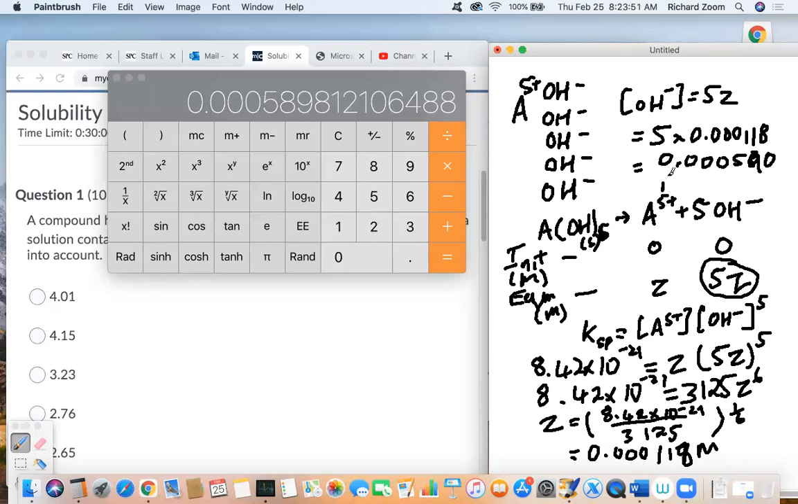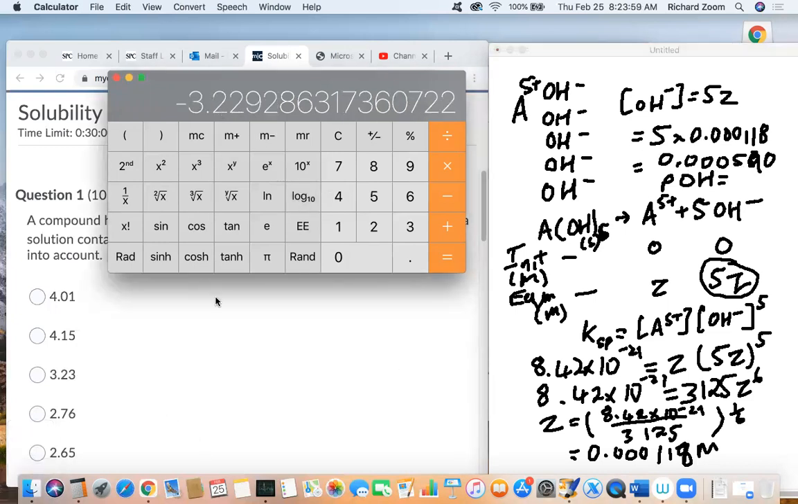And then the pOH would be the negative log of that, which I would just take the log here, and it comes out to be 3.23, and you can see that would be the answer that we would put in right there. So the pOH is 3.23.